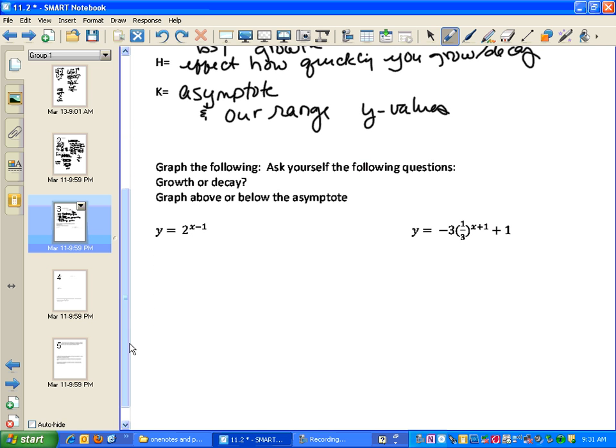Ask yourself the following question. Is it a growth or a decay? Are you above or below the asymptote? All right, so if I don't have a value out to the side, put 0.